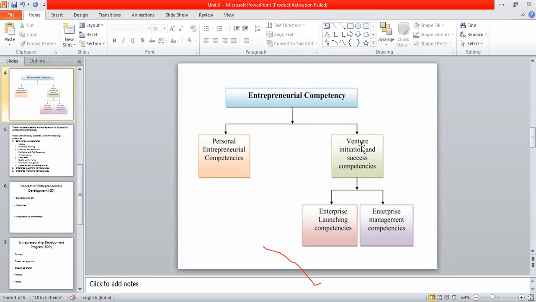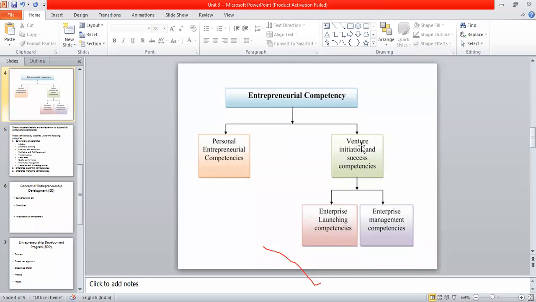Are you understanding? Some skills we already have, so we have to develop those skills, as well as some skills we have to learn anew. Maybe I'm quite poor in terms of calculations, I am not able to keep accounts well. So that skill can be acquired, that skill can be practiced. That skill comes under enterprise management competency, because I have to learn, I have to act on it.